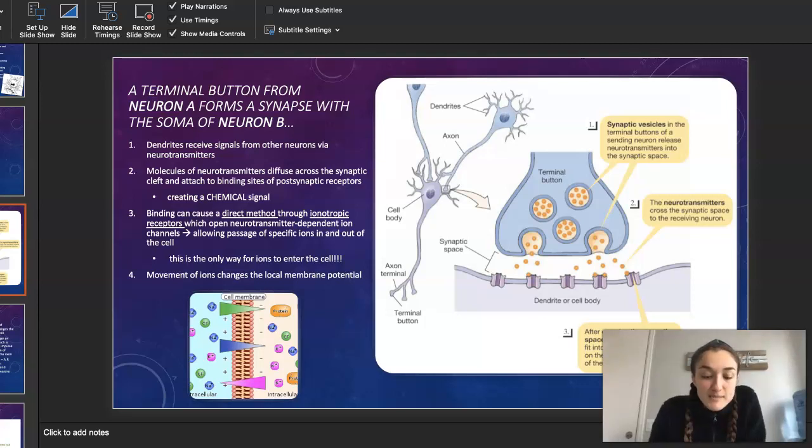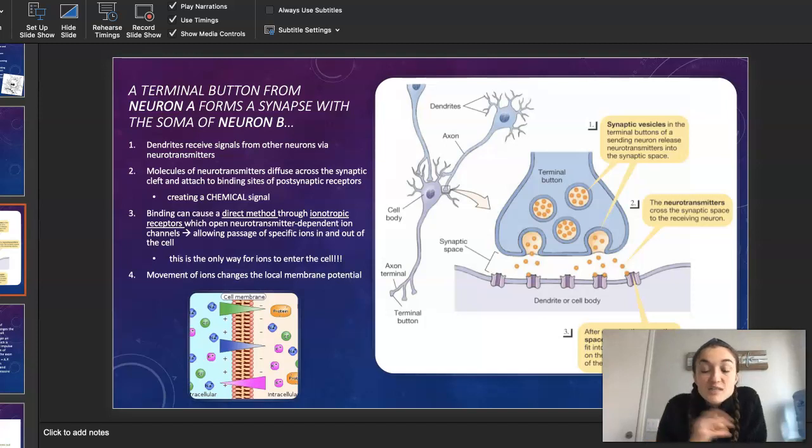Molecules of the neurotransmitters then diffuse across the synaptic cleft through that extracellular fluid, and then they attach to the binding sites of postsynaptic receptors. And remember, the postsynaptic receptors are located on the neuron, and they receive the messages. All right, and then this is going to start creating a chemical signal. So we're going to have some changes going on chemically.